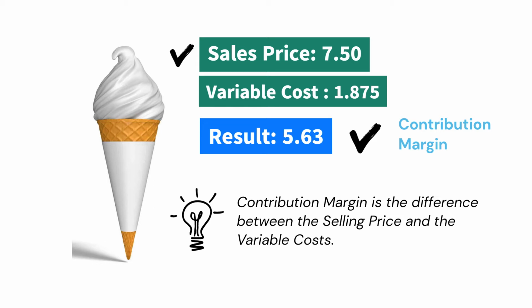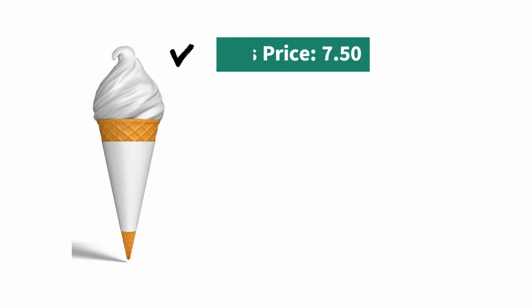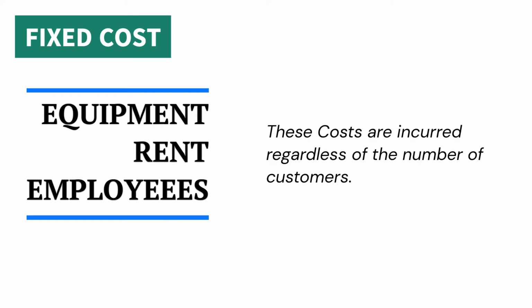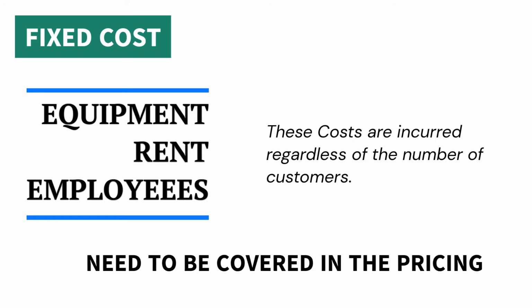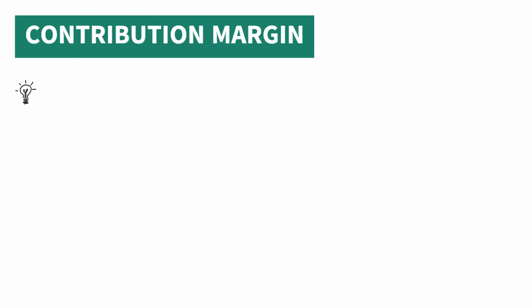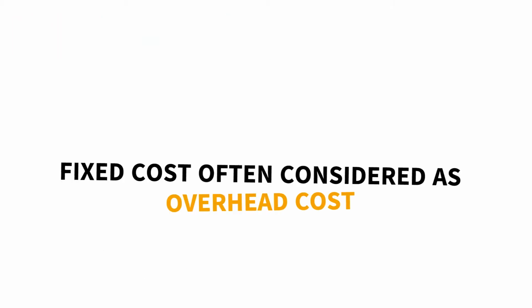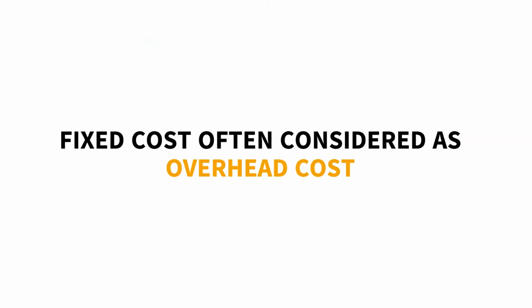Total profit will come after deducting the fixed cost. Fixed cost is a cost that stays the same no matter how many goods and services are provided. For example, equipment cost, rent expenses, and employee cost. These costs are incurred regardless of the number of customers and need to be covered in the pricing. Contribution margin is used to cover fixed cost. Organizations cannot make a profit unless they cover their fixed cost. Fixed cost is often considered as overhead costs.